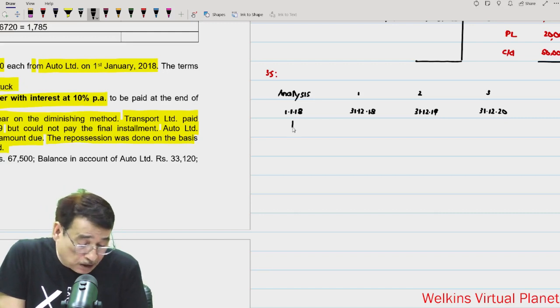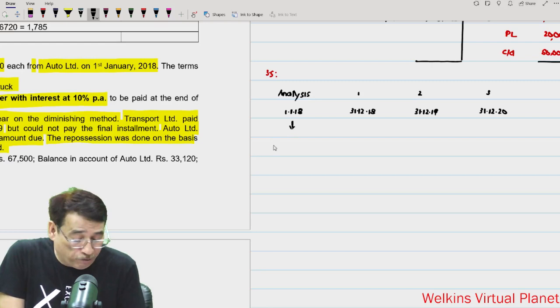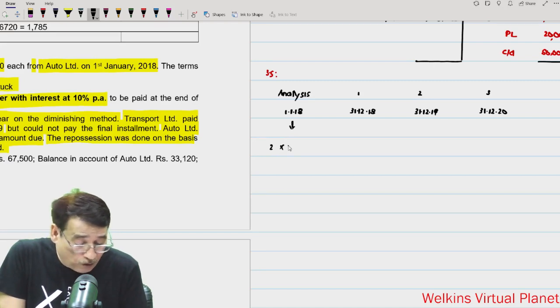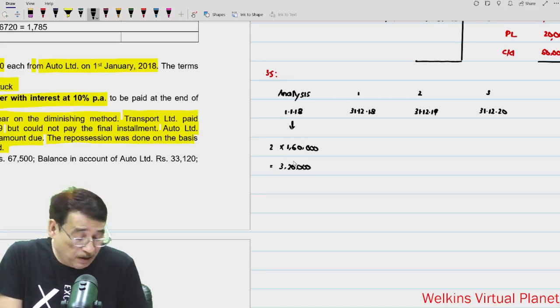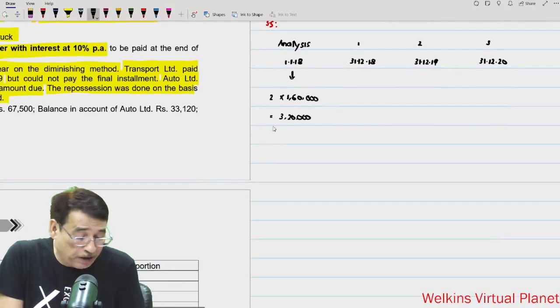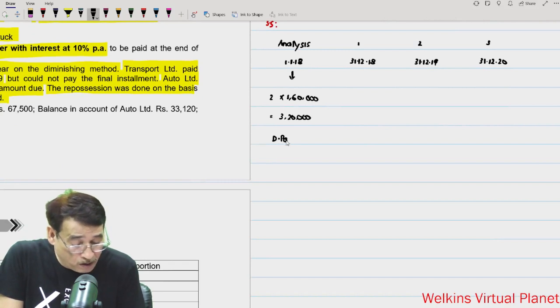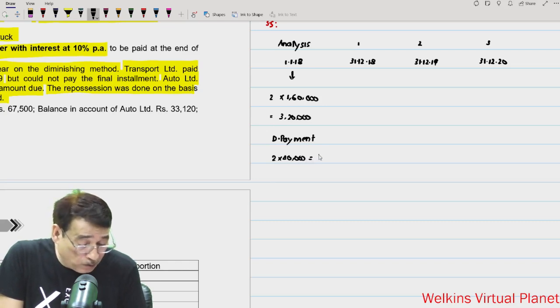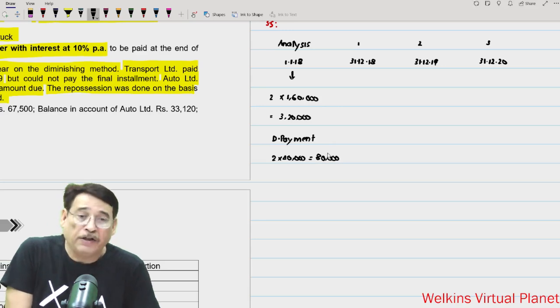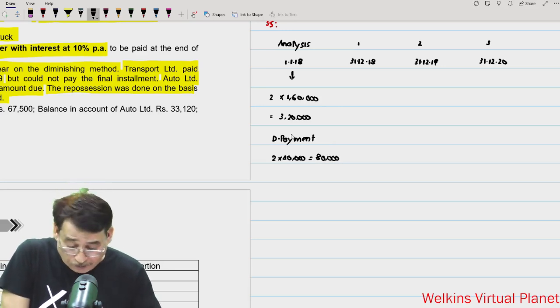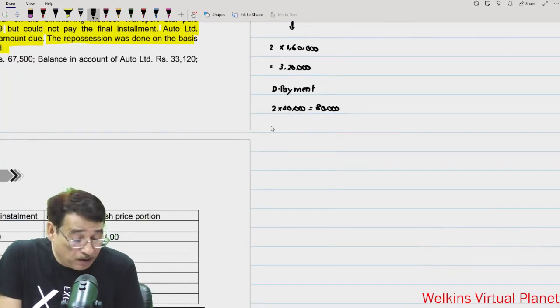As far as this particular date is concerned, we found that we purchased two trucks. So 2 into 1,60,000 was the price. So 3,20,000 will become your cash price. This is your cash price. Now, if you remember, on this particular date, you are supposed to pay the down payment. It is given in the question that you are paying a down payment of 2 into 40,000, that is equal to 80,000, correct? 80,000 is your down payment. Now, the question says the remainder. Now, what is the remaining balance?